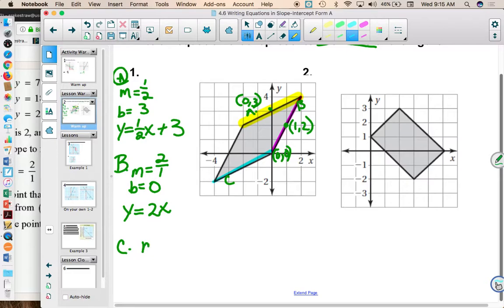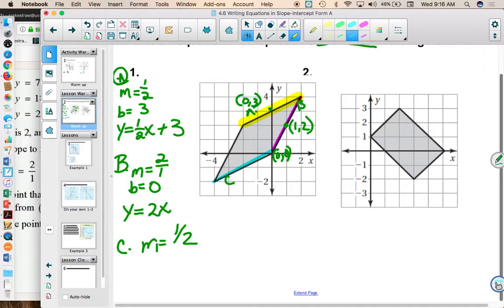So for C, what is my slope? Doesn't it have to be 1/2? Yep. But now, what is my y-intercept? Will it be the same if they're parallel? No. But what's my y-intercept in this one?